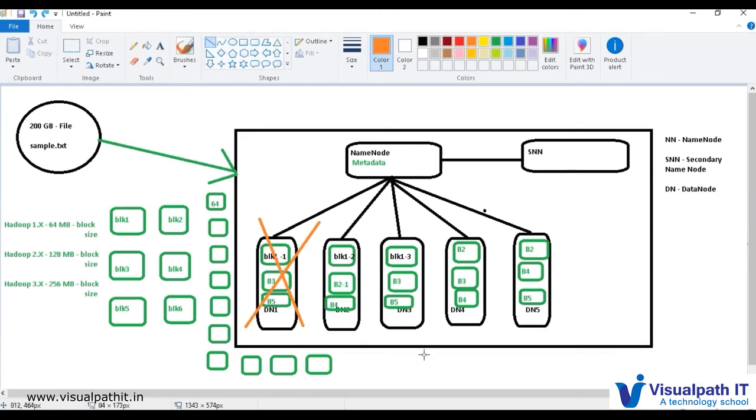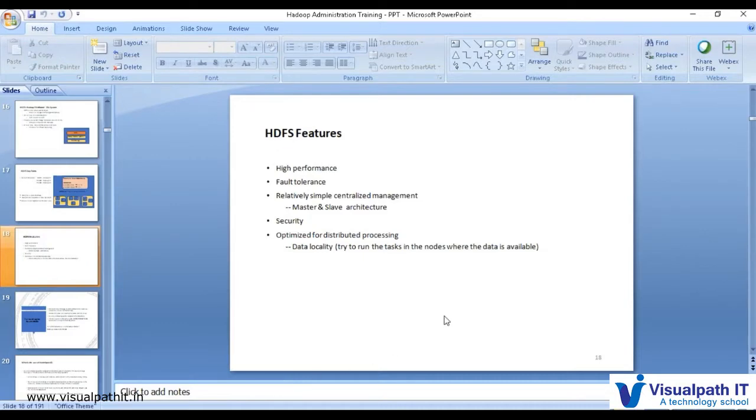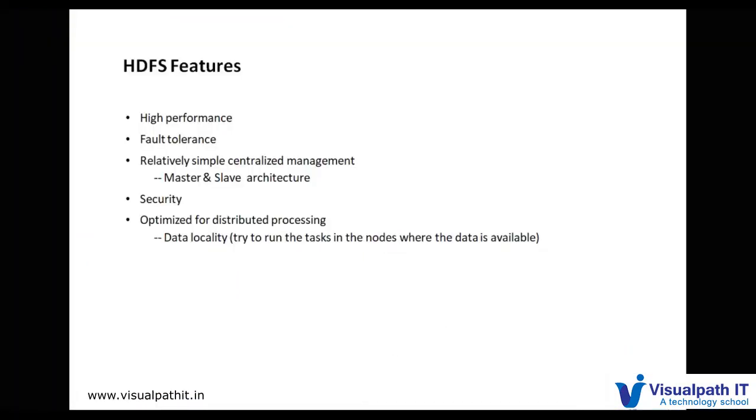Okay, let us move on. The other one, that is what fault tolerance is. We will never lose the data. And relatively simple centralized management. What does it mean? Hadoop follows a simple architecture, master and slave architecture. One master, multiple slaves. Simple architecture. And also security.